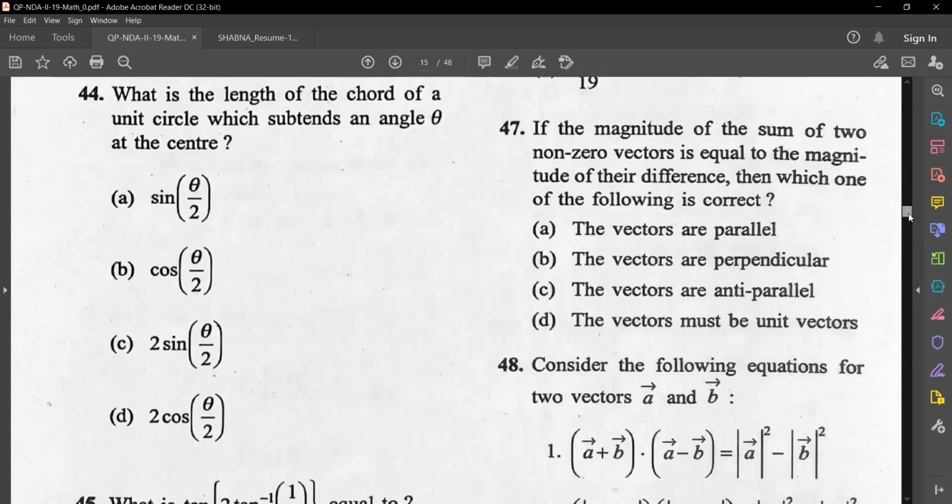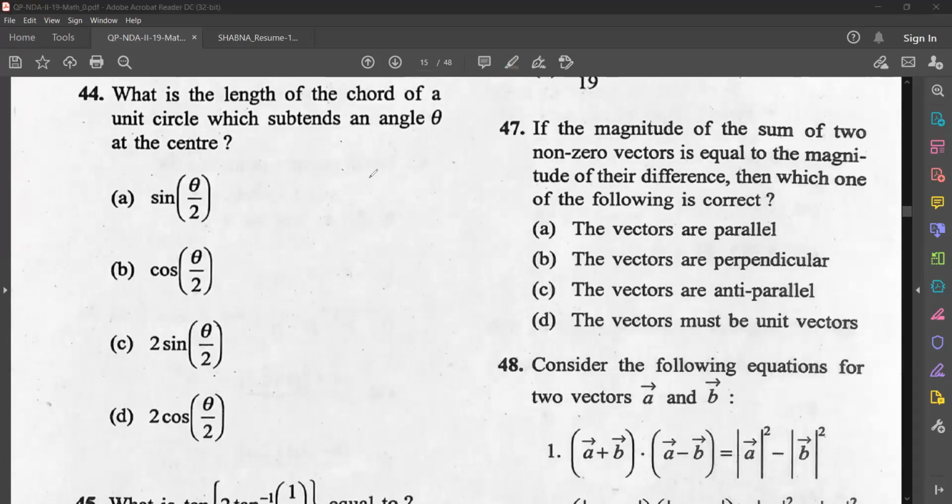What is the length of a chord? Length of the chord of a unit circle which subtends an angle theta at the center. What is the length of the chord of a unit circle? Length of the chord of a unit circle which subtends an angle theta at the center.